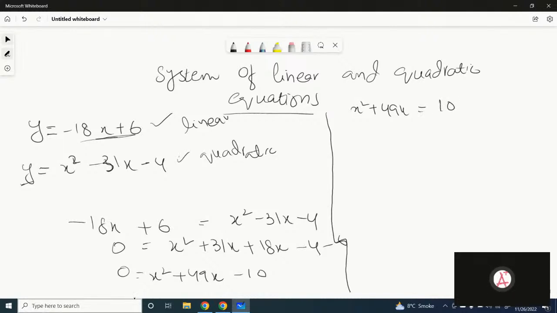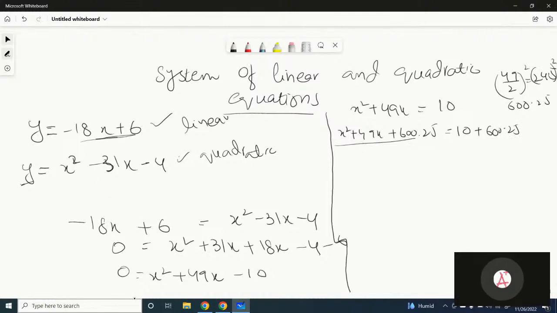So b by 2, b is 49. So 49 divided by 2 is 24.5. So you have to add 24.5 square because it is b by 2 square. So 24.5 square is 600.25. Got it? You have to add. Or you can solve it using quadratic formula, because it's a bit difficult this way. Okay, just add 600.25, because x square plus 49x plus 600.25, add both sides, it would be 10 plus 600.25.